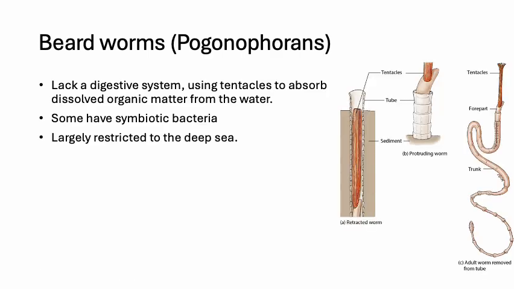Bearded worms are some of the strangest annelid relatives. They live in the deep sea and completely lack a digestive system. Instead, they use long tentacles to absorb dissolved nutrients directly from water, and many host symbiotic bacteria that provide them with energy. This is the same strategy that allows giant tube worms near hydrothermal vents to survive in total darkness.